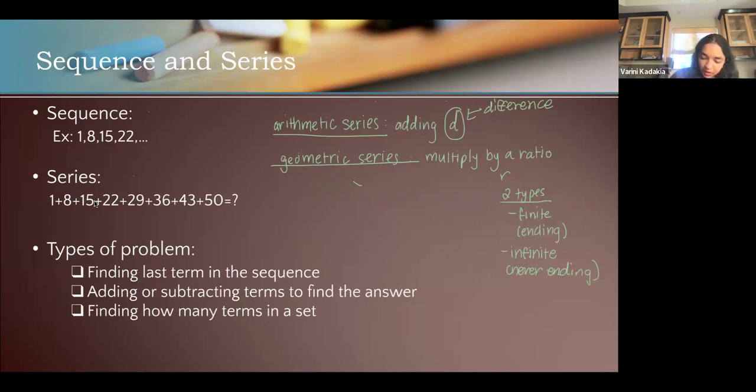Okay, let's start with the apple example again. So you have 1 apple, and every day someone will give you 3 times the amount of apples. Can you hear me? Okay, so let's say every day I give you 3 times the amount of apples you have.